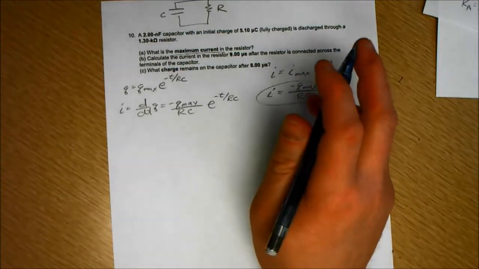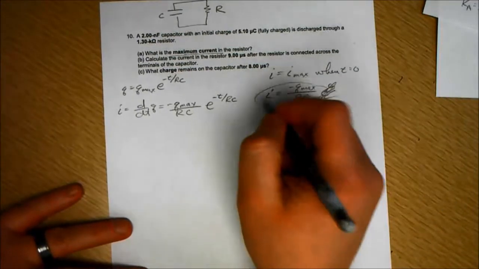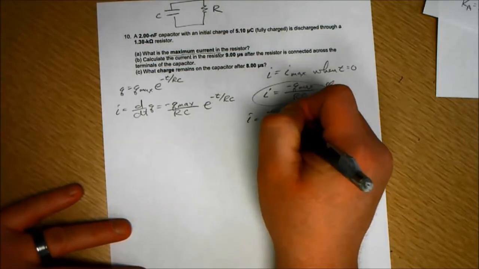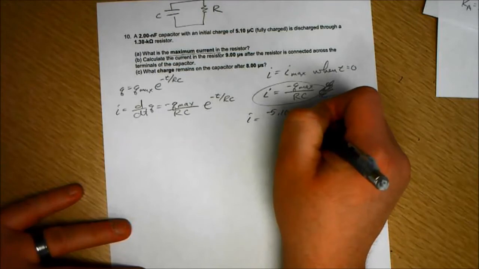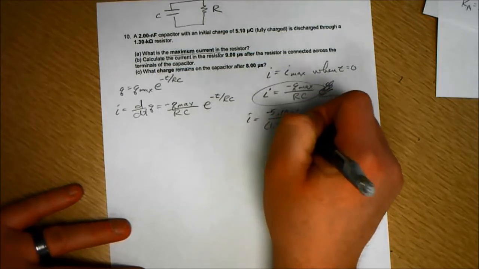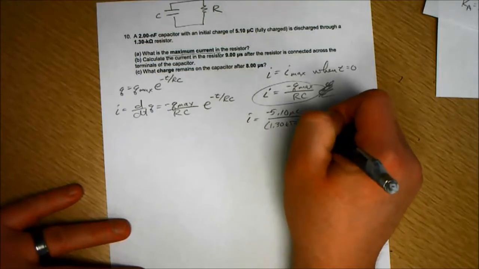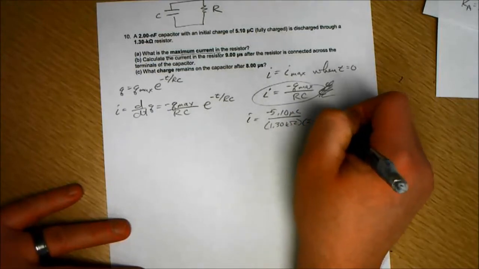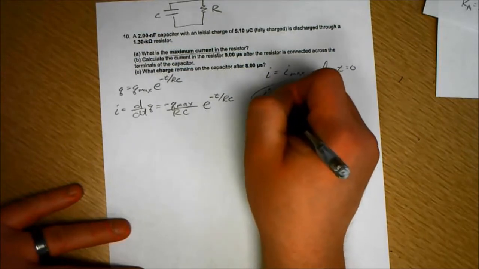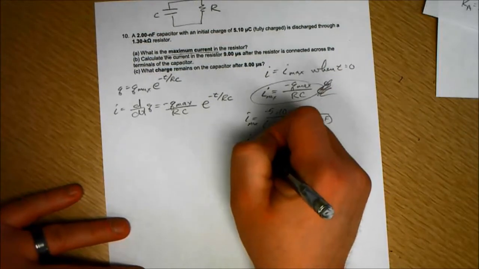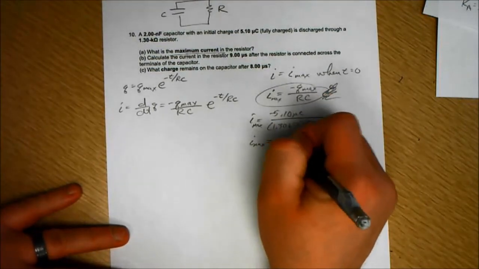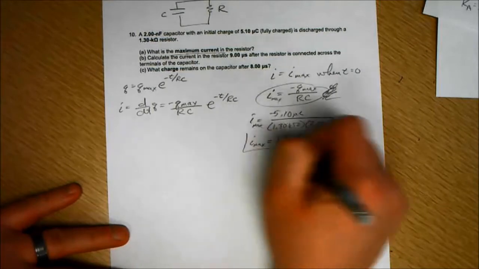Negative Q over RC. If I plug in, I can get negative 5.10 microcoulombs over 1.30 kiloohms times 2.00 nanofarads. This is I max. That equals, what is it, 1.96 amps.